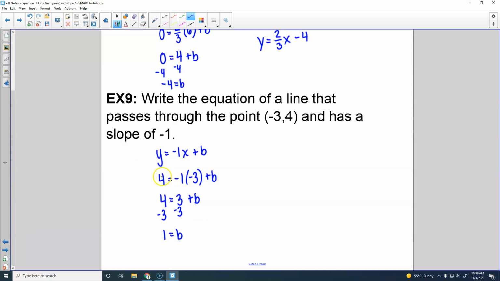It was a Y up here. It turned to a 4 right here because we're plugged in 4 for a while. Yeah, that's right.